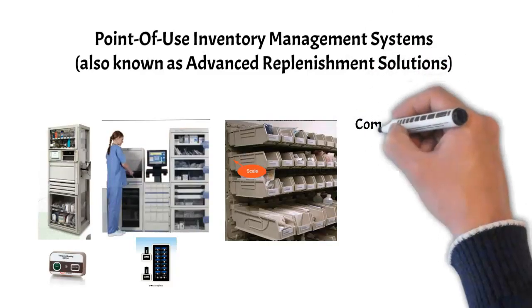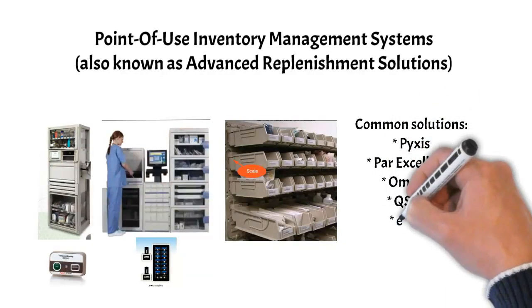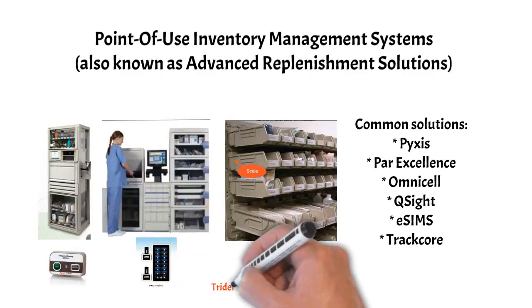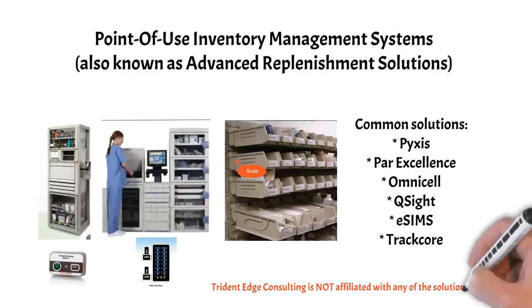Commonly used point of use inventory management systems in U.S. hospitals include Pyxis, Par Excellence, Omnicell, QSight, eSIMS, and TrackCore. In most of these systems, the clinician or departmental staff must record all takes and putbacks for the software to track accurate inventory quantities. For example, some systems use barcode scanning, others use touch probes or push buttons.